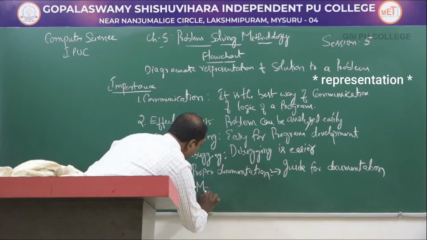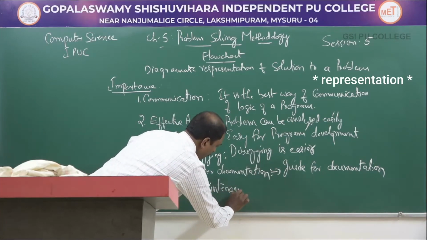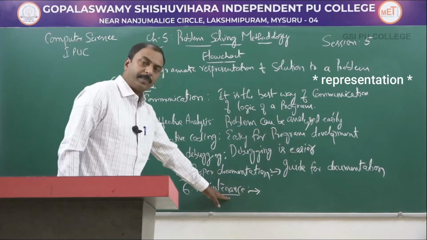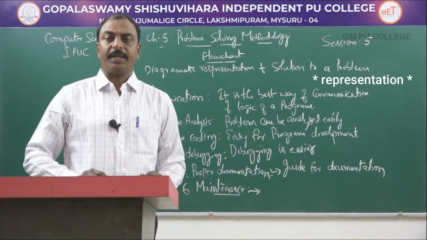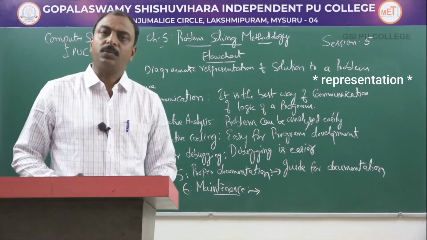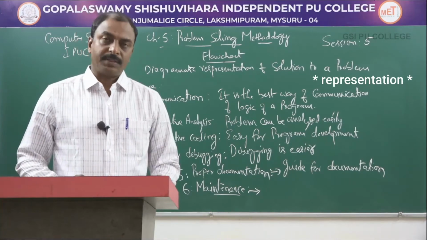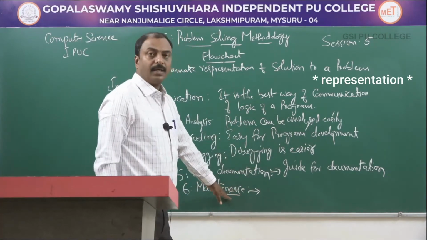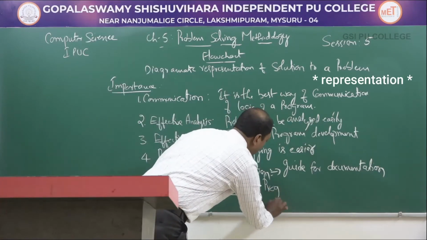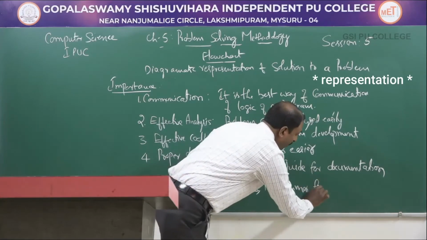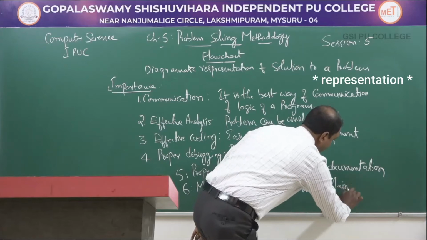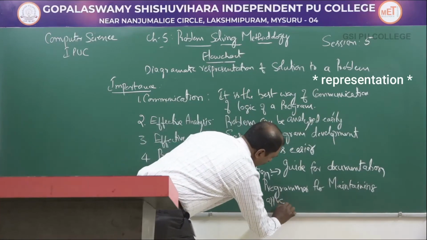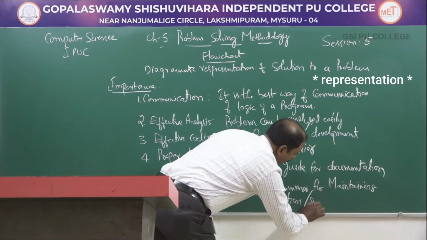Sixth point is maintenance. You know what is program maintenance? Program maintenance is nothing but updating the particular software or application based on the user requirements. That's the definition we have learned in our previous sessions. Flowchart helps us to maintain a particular program or application easily, and it is easy for the programmer to maintain a particular application or software.